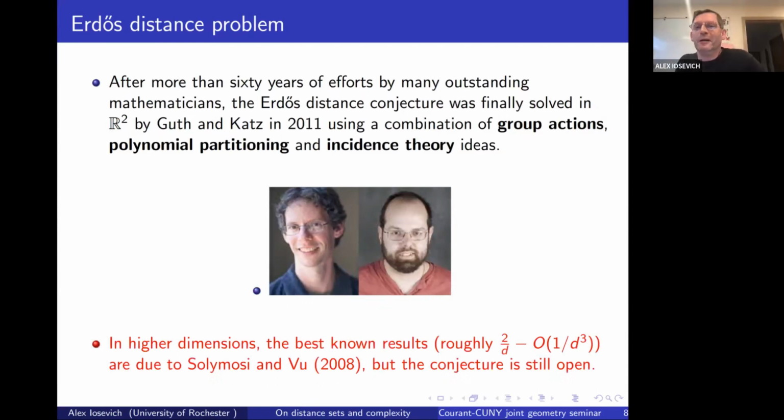It's just true. And in higher dimensions, the best known result, which is roughly 2 over d minus big O of 1 over d cubed, is due to Solymosi and Vu. But the conjecture is still open in higher dimensions.